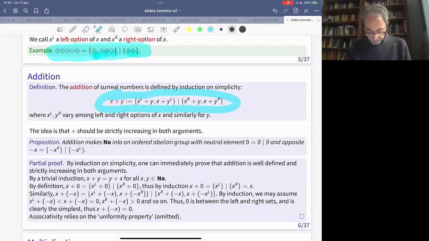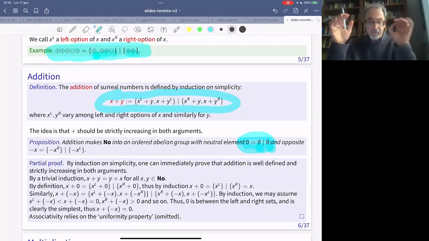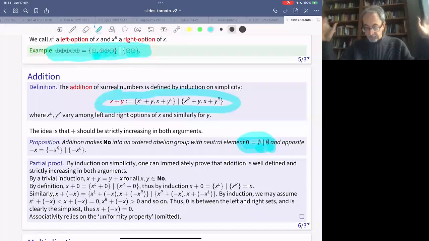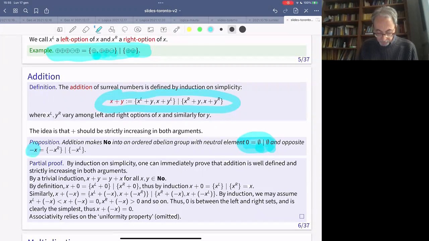And then you can prove that this makes the surreals into an ordered abelian group, with neutral element 0, which is just, you put the empty set on both sides. So you have no constraints. So 0 is just the simplest element of all. It's just the simplest surreal number because you have no constraint on the right and on the left. And you can prove that the opposite, minus x, is defined inductively by exchanging left and right options.